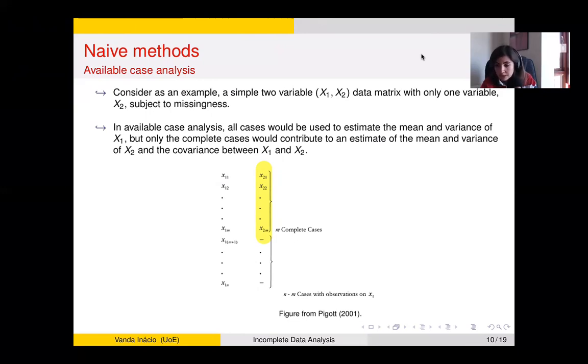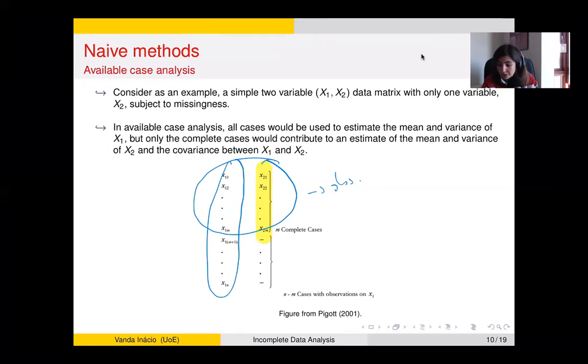So for the first m individuals, they have both x1 and x2 observed, while for the remaining n minus m, only x1 is observed. Under an available case analysis approach, if we want to compute the mean of x1, we will use all individuals. If we want to compute the mean of x2, we will only use these m individuals. The same for the variance of x1 and the variance of x2.